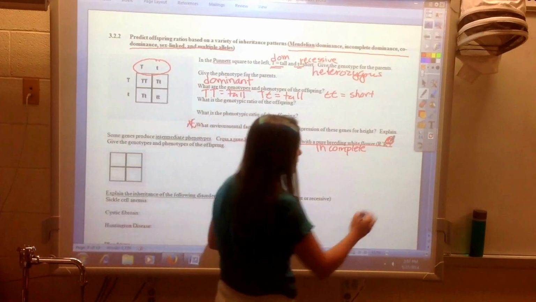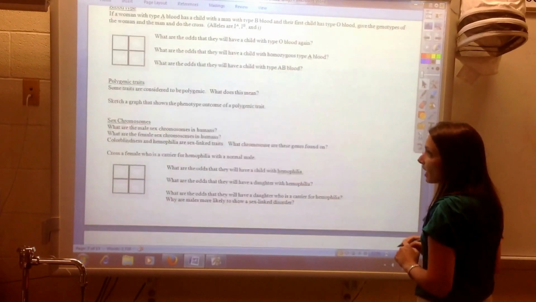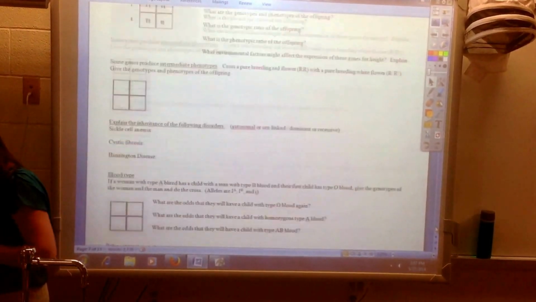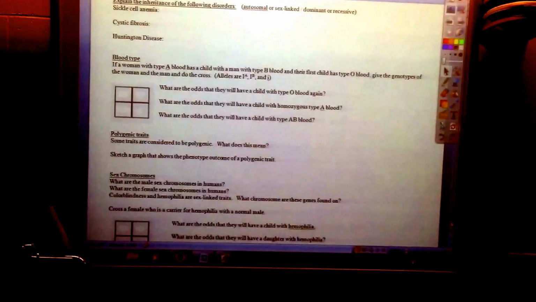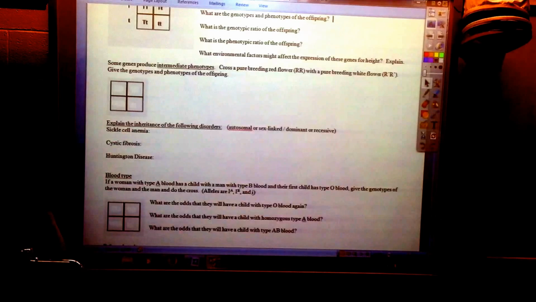The next part of the notes actually talks a little bit about different diseases that we have. So you should be able to talk about the different diseases that are found. Sickle cell, cystic fibrosis.